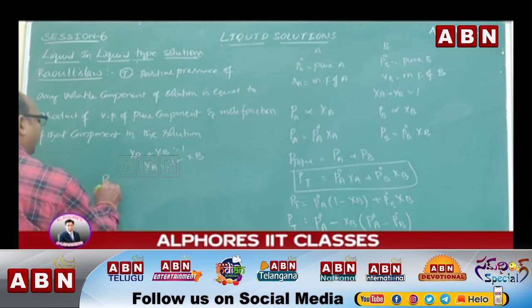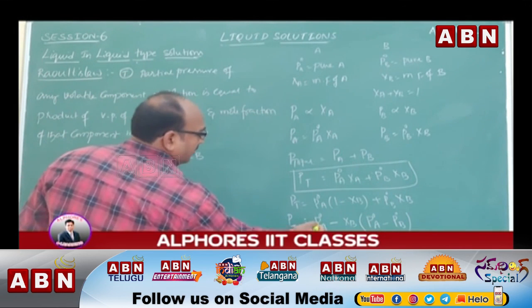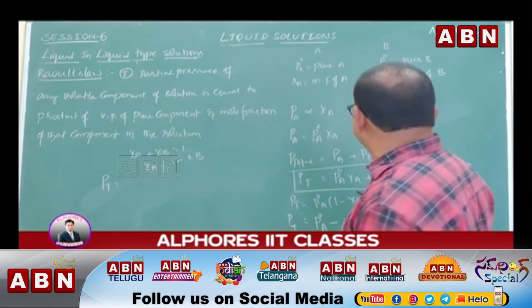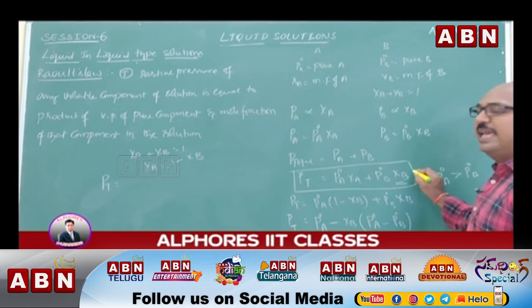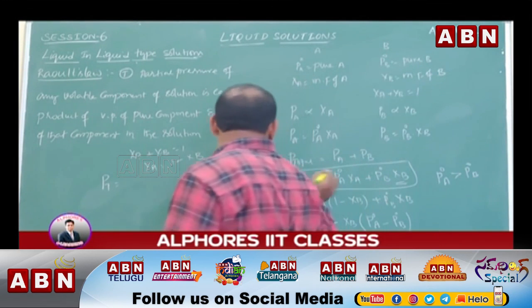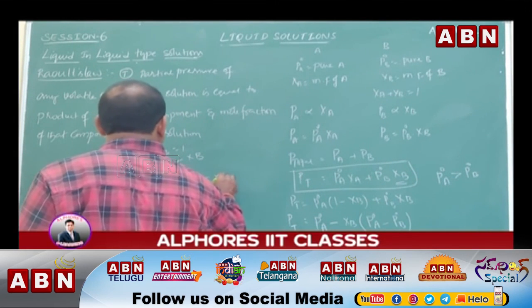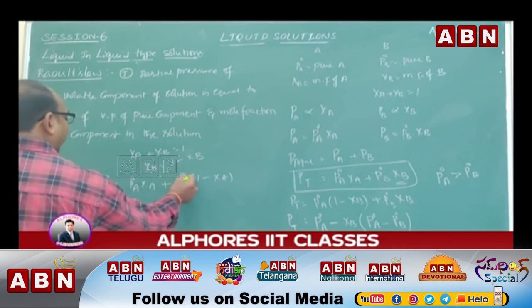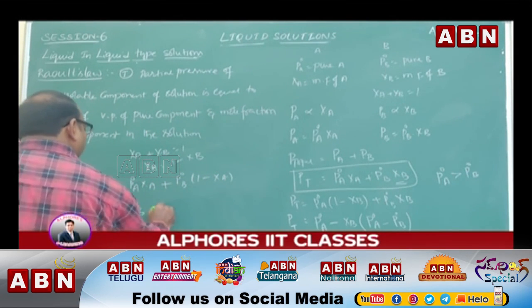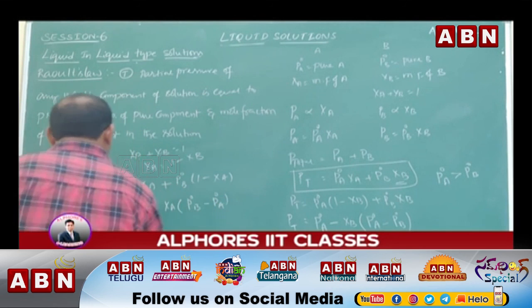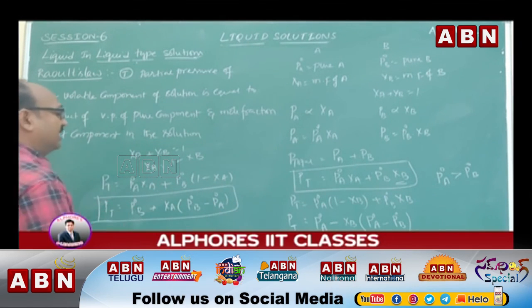If you observe that equation, P total is equal to P naught A minus XB of P naught A minus P naught B. This relation holds good if P naught A is greater than P naught B. If P naught B is greater than P naught A, then in such a case we have to write 1 minus XA instead of XB. In such a case, we get P naught A XA plus P naught B of 1 minus XA. In both cases, XA is common, and we get P naught B plus XA of P naught A minus P naught B. This relation holds good if P naught B is greater than P naught A.